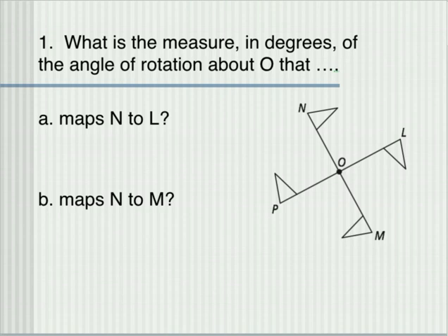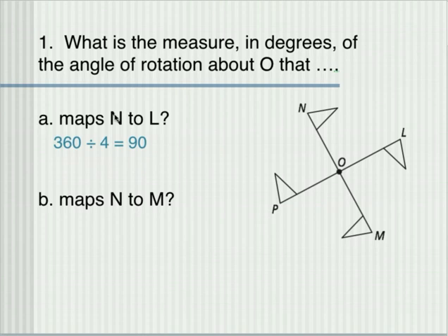Question 1. What is the measure in degrees of the angle of rotation about point O that maps or moves point N to point L? So a good starting place with rotation problems is to figure out how many degrees wide each section of your diagram is. So you know this full circle is 360 degrees, and there's 4 congruent sections to that circle around point O. So you could say each of those sections is 90 degrees wide. 360 divided by 4 is 90 degrees.